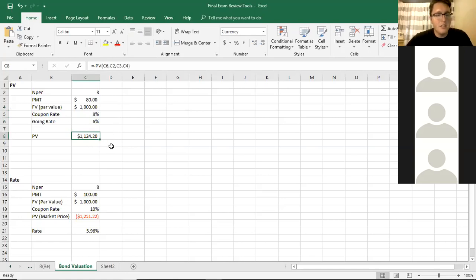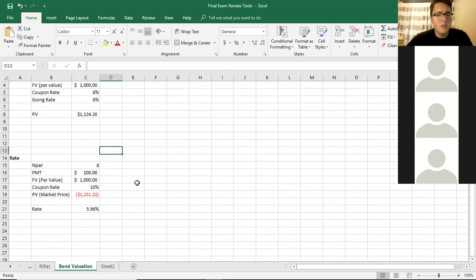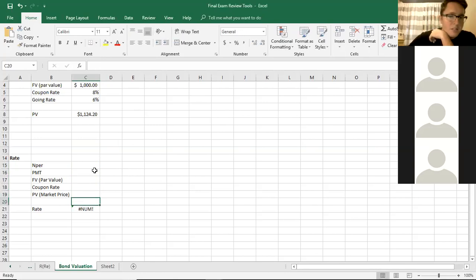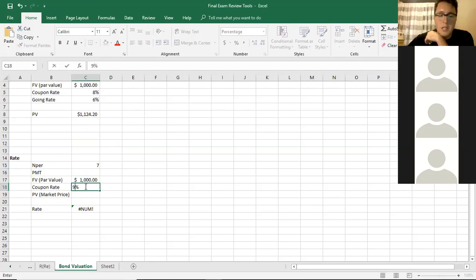Now, if you're trying to find the yield to maturity, you want to know how much you're going to make on the remaining life of the bond. That's this down here. And again, it's the same kind of stuff. So let me just delete these. So the number of periods remaining, let's say that there's 7 years left. And again, the payment will be determined based on your coupon rate. So I have a $1,000 par value bond. And the coupon rate, let's say, is 9%. So my payment then is going to be that coupon rate times the par value, $90.